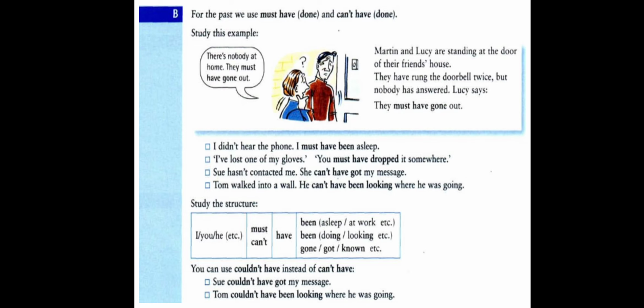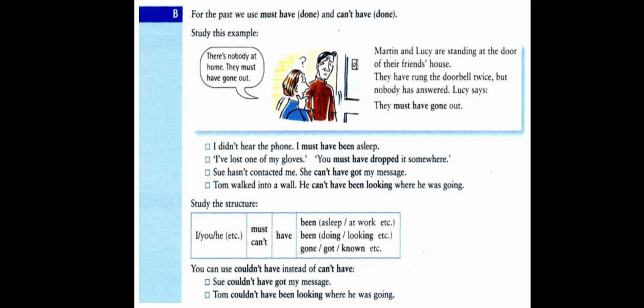Sue hasn't contacted me. To make inference and negative inference, we use can't. So the person says she can't, and it is in the past, hasn't contacted, about a past situation. So she can't have got my message.